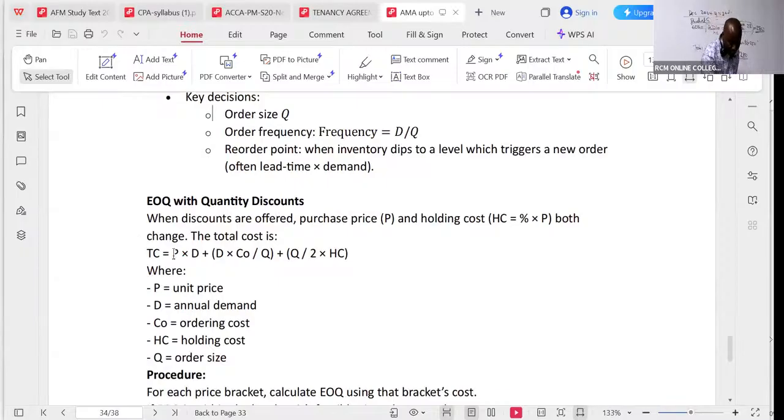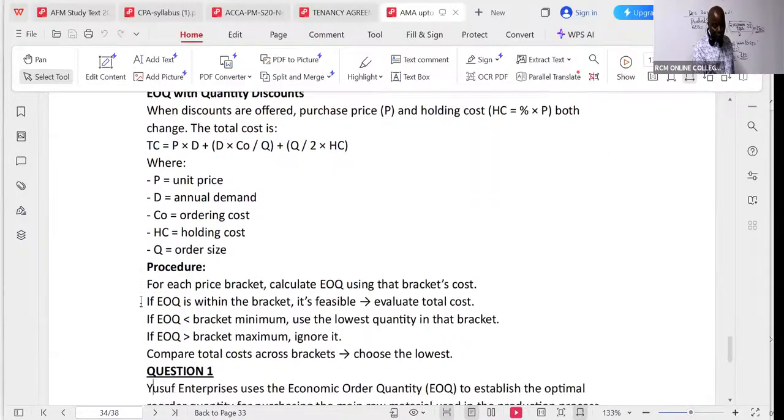The total cost will remain the one that I showed you here: DP, DCO over whatever, plus the holding cost. The procedure: should I come across questions with quantity discounts, especially when I'm given a range of discounts, what shall I always remember? This is what I shall always remember.